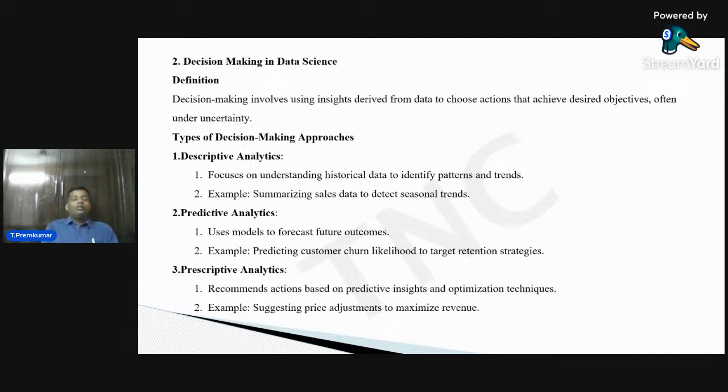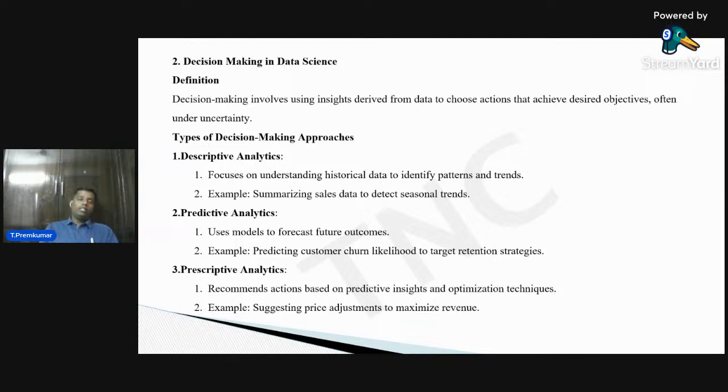That is, it is going to tell you about the insights derived from the data to choose actions that achieve the desired objectives, often under uncertainty. So let's see what types of decision-making approaches we have. One is descriptive analysis, predictive analysis, or prescriptive analysis. The descriptive approach is fully focused on understanding historical data to identify the patterns as well as the trends.